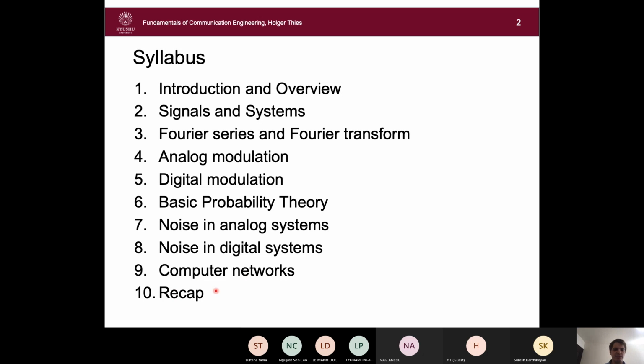And then I will also give a brief recap in the second to last lecture, because the last lecture will be for the exam. So in total there will be 15 lectures, and we will have the content covered in the first 14 lectures, and the last lecture will be for the exam.